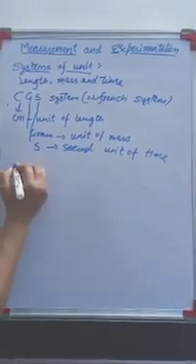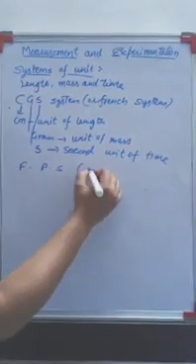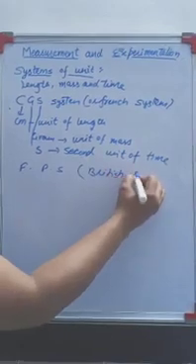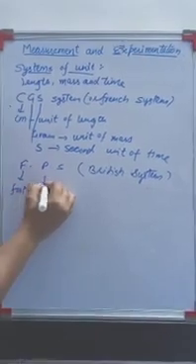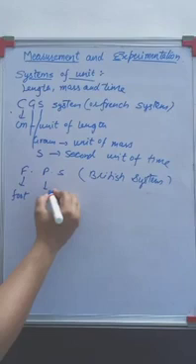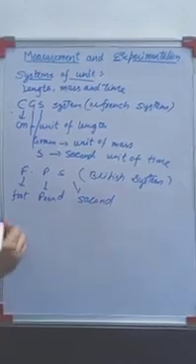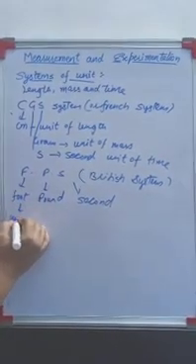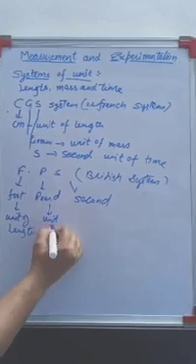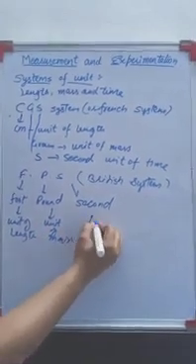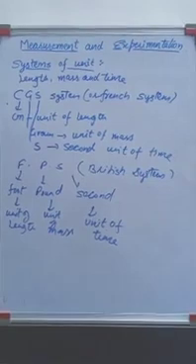Another system we are having is FPS, and this is also called the Prefix system, right? Where F stands for foot, P stands for the pound, and S stands for the second, where this foot is the unit of length, pound is the unit of mass, and second is the unit of time. This is our FPS system.